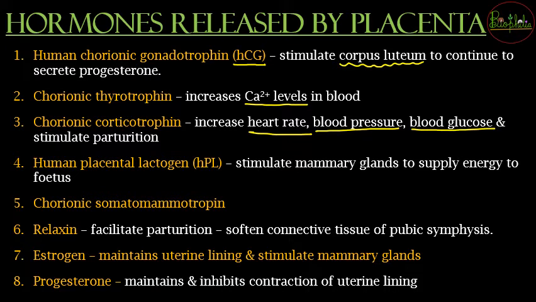And also during the end of the pregnancy, the chorionic corticotrophin is also going to stimulate parturition, or the delivery of the baby. Fourth hormone, that is human placental lactogen, that is HPL. This hormone is going to be stimulating the mammillary glands. So these mammillary glands, when stimulated, are going to supply energy to the fetus. And now the fifth hormone, that is chorionic somatomammotropin.